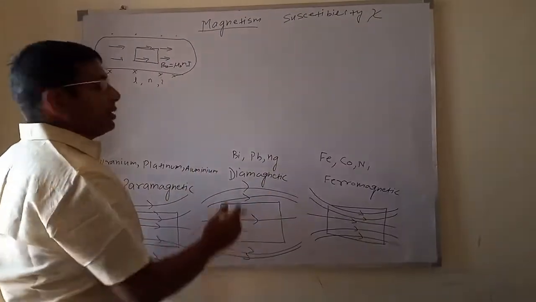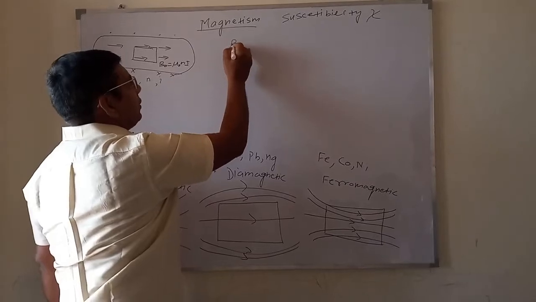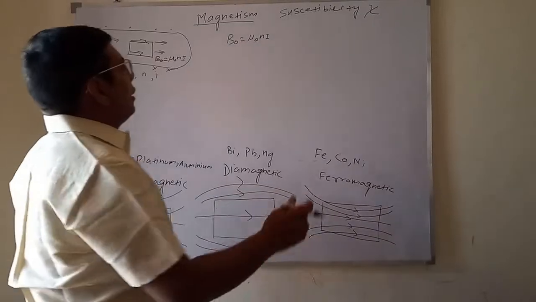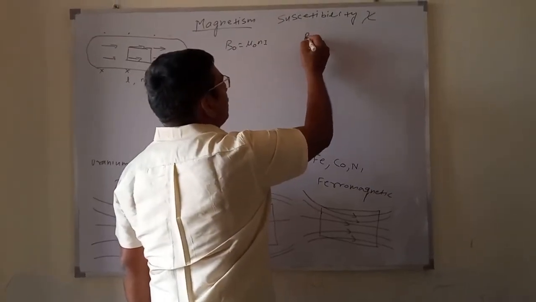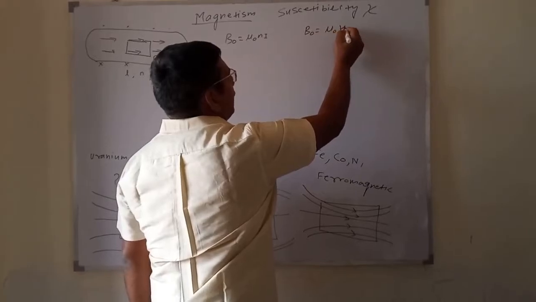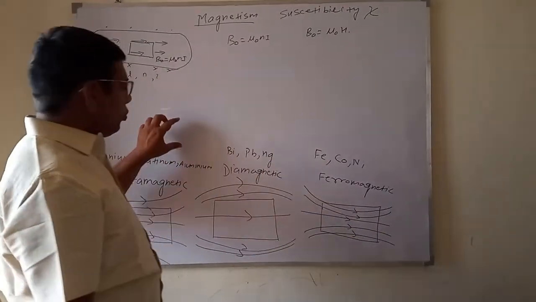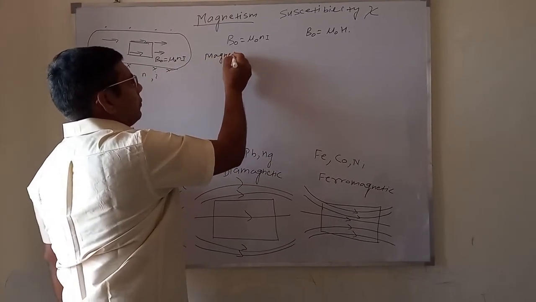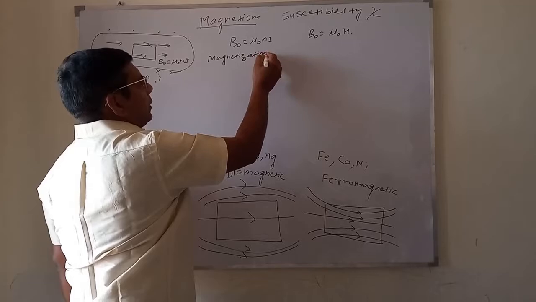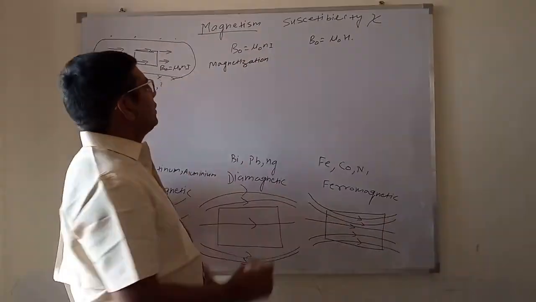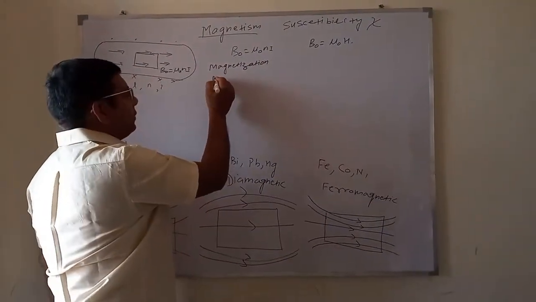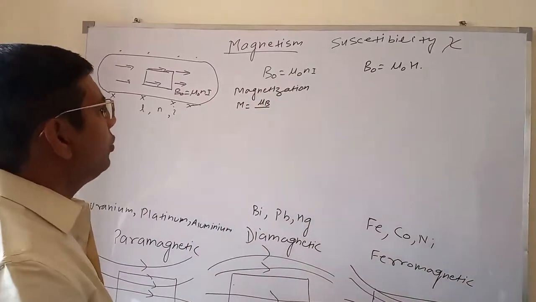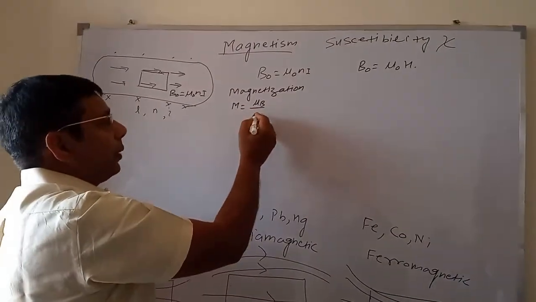So suppose earlier we had B naught is equal to mu naught Ni, right? So it was B naught is equal to mu naught H. Now one more term we can define, that is magnetization. We can write here a new term, magnetization, that is M is equal to mu B upon volume.